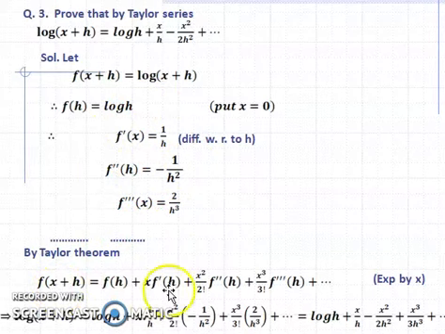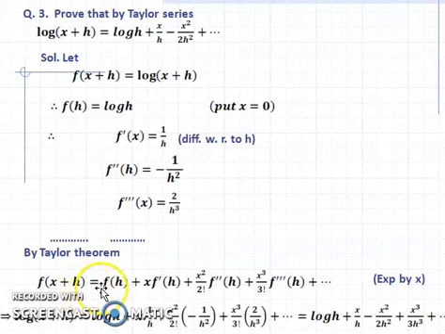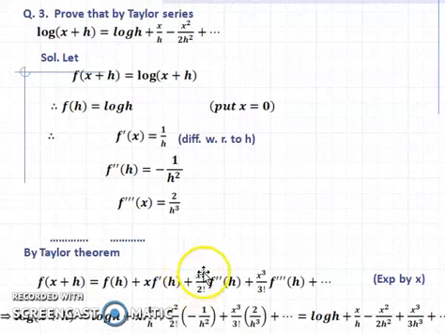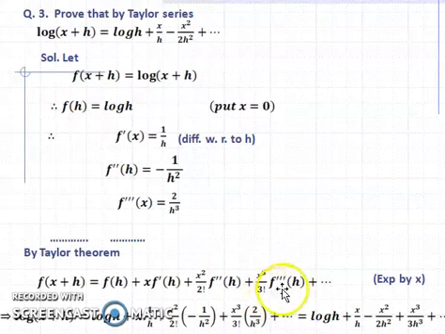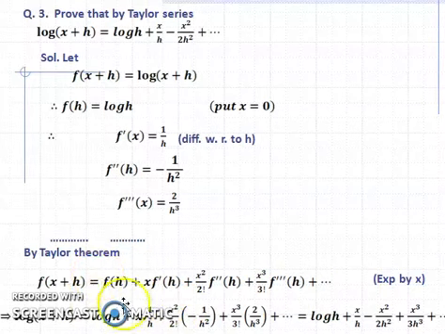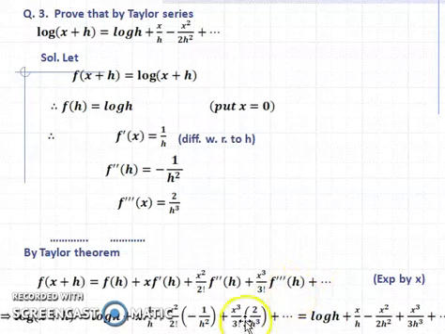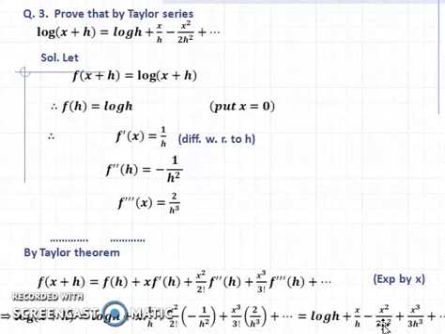On substituting all these values in the statement of Taylor's theorem, f(x+h), the statement can be modified in terms of h. So f(h) + x f'(h) + x²/2! f''(h) + x³/3! f'''(h) + ..., which means expanding in powers of x. On substituting all the values of f(h), f'(h), f''(h) and f'''(h), after simplification we get the result. So this is all about the Taylor theorem.